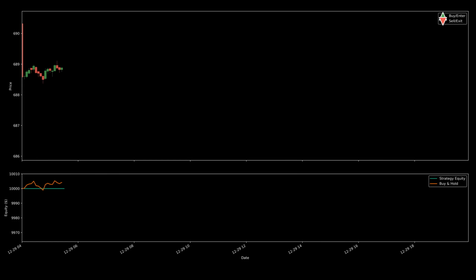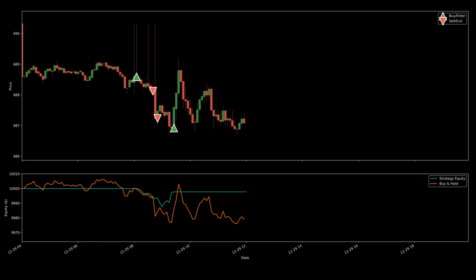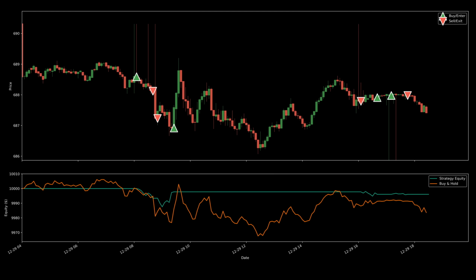Now here is our momentum strategy versus the buy and hold. Again, the strategy outperforms a little bit, but not by much. And it's pretty much equivalent to the buy and hold strategy, or maybe even a coin toss.